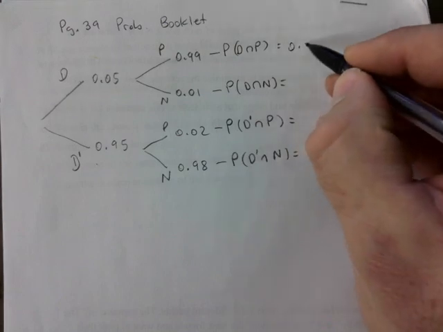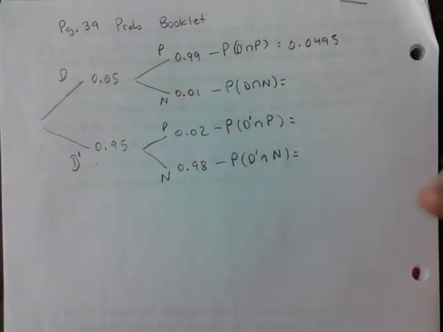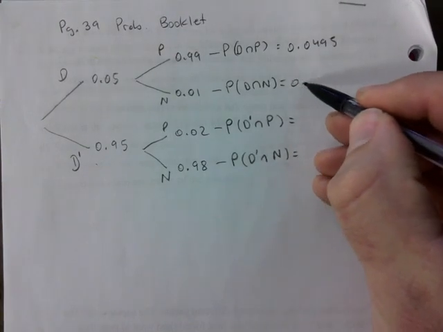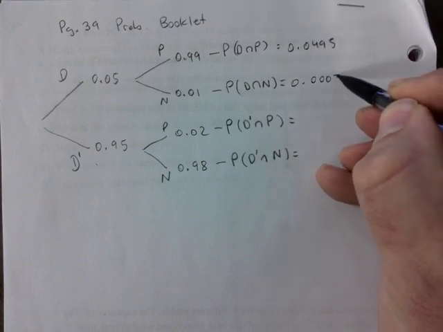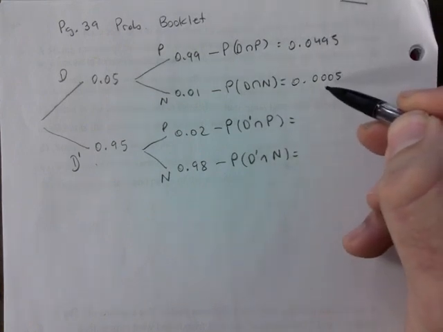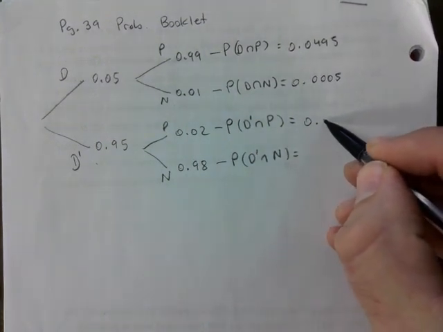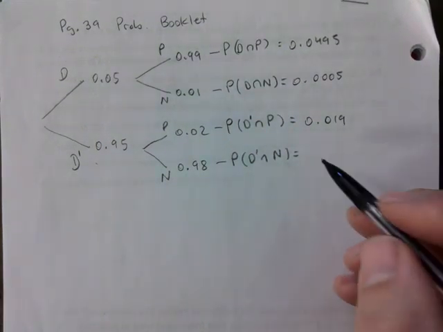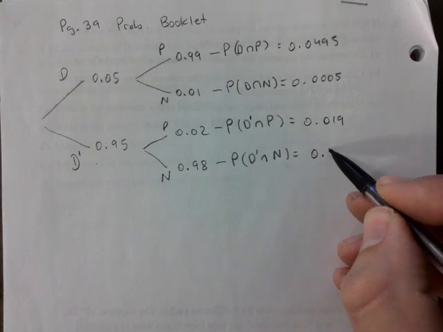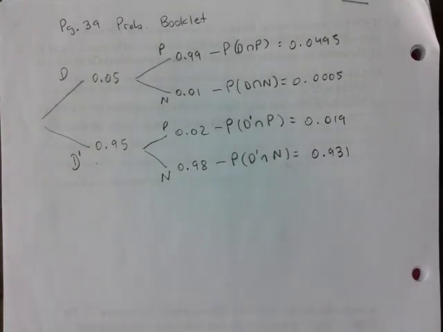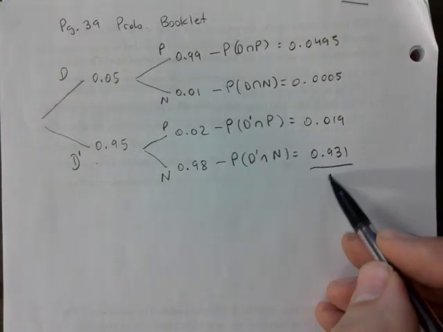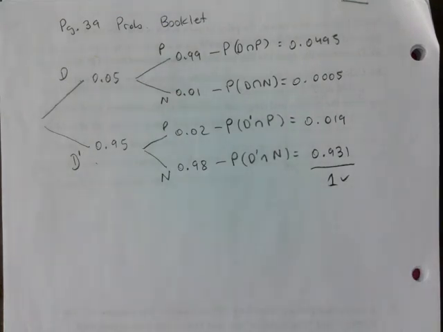This would be 0.0495. This actually gets you a really small number. Our calculator goes scientific notation on this, but it is this if you convert it. This is 0.019, and this is 0.931. And I checked, it adds up to 1, right? Like if you add up those branches, it should always add up to 100% or 1.